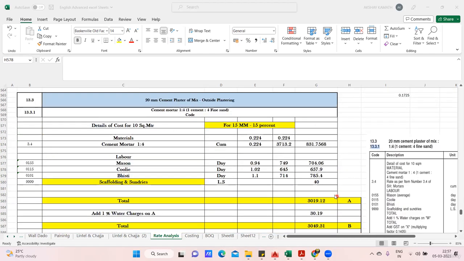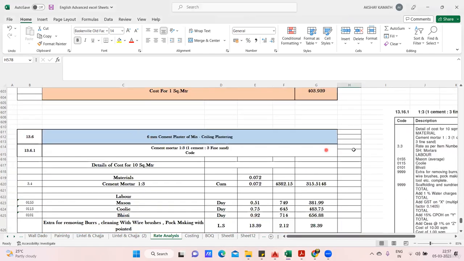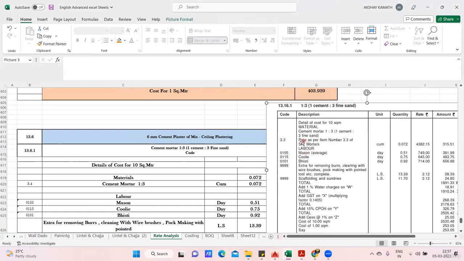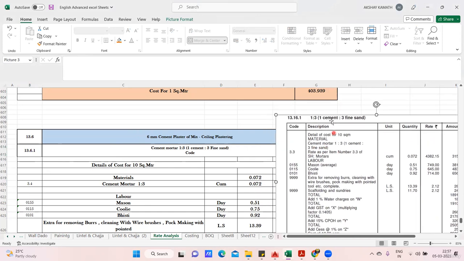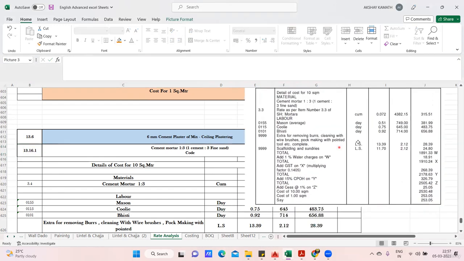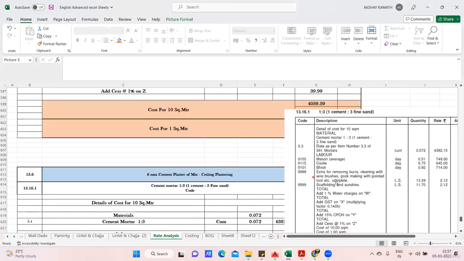Great. Good. Now, other than that, I'll go with the 6 mm plastering. Again, in the 6 mm, it is written, you have to go and check in the code book, 13.16.1. I have written the same thing here. For 1:3, I have taken 13.16.1. So it is 1:3 ratio, and this is the rate they have given. Same thing I have done here.